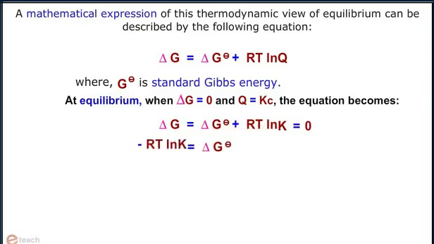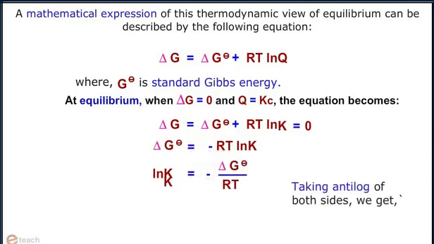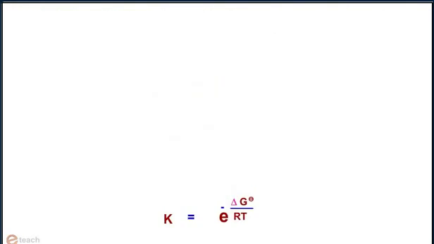This implies that delta G naught equals minus RT ln K, which on simplifying we get ln K equals minus delta G naught upon RT. Taking antilog of both the sides, we get K equals e to the power minus delta G naught upon RT.